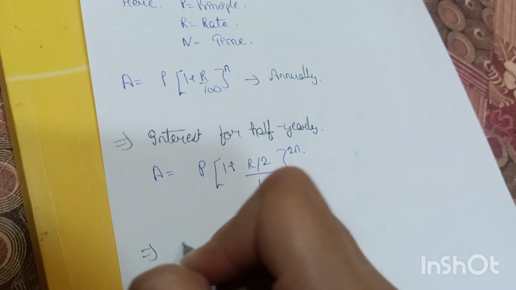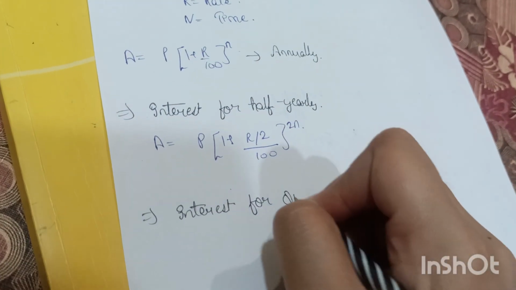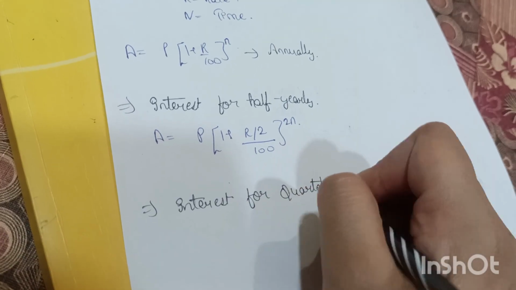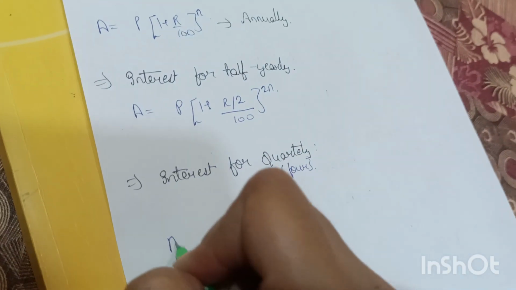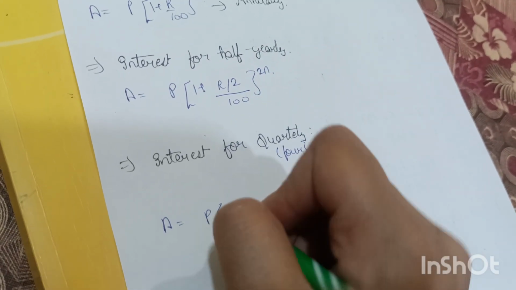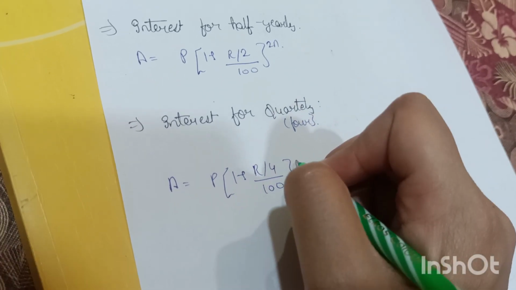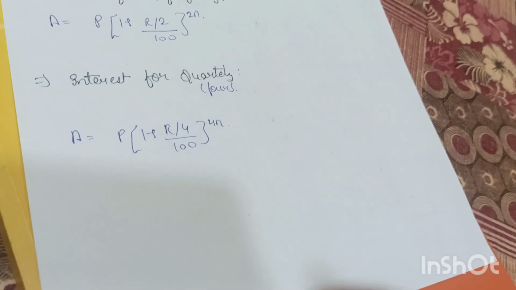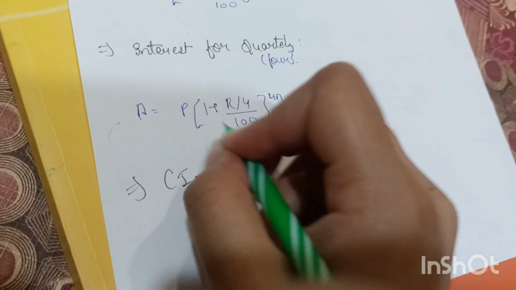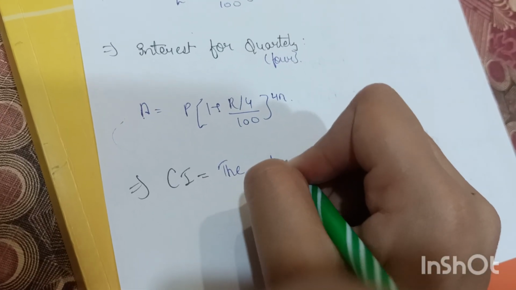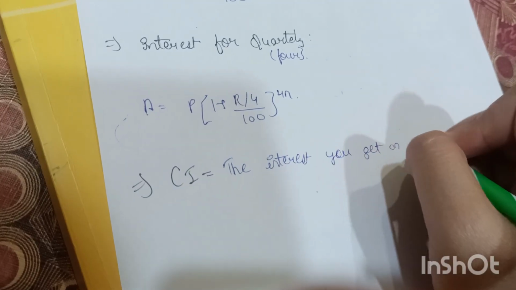And now for interest quarterly. You can see quarterly over here means 4. So for the formula you have to write 1 plus R upon 4 upon 100, and time will be 4n. So let's see, the definition for compound interest is the interest you get on interest.